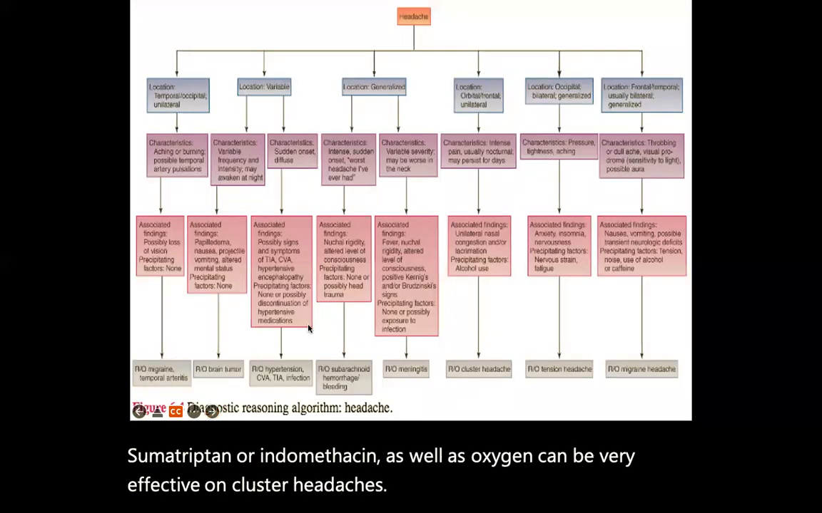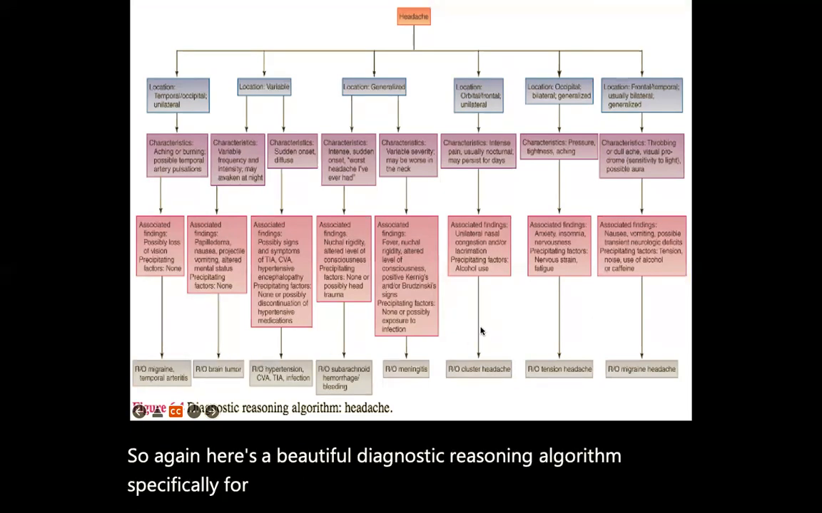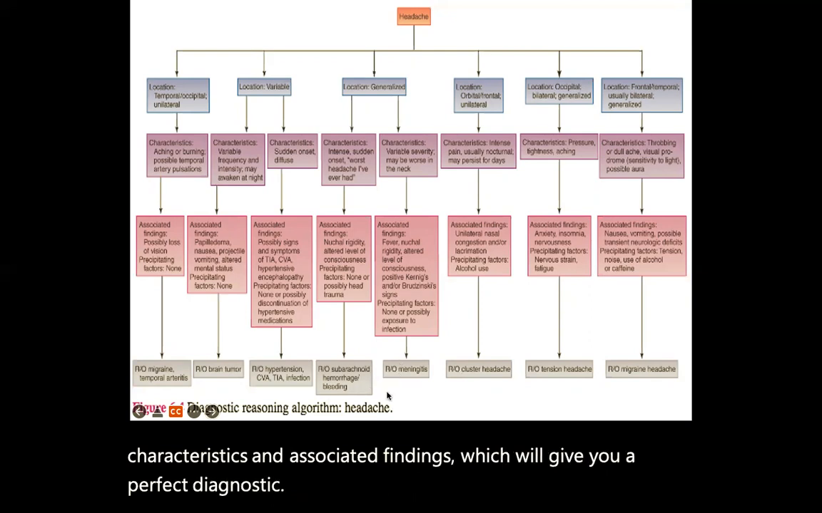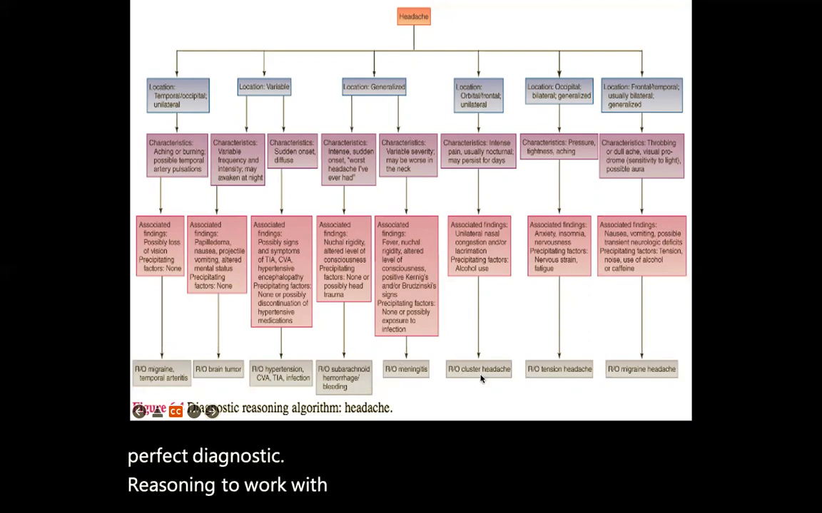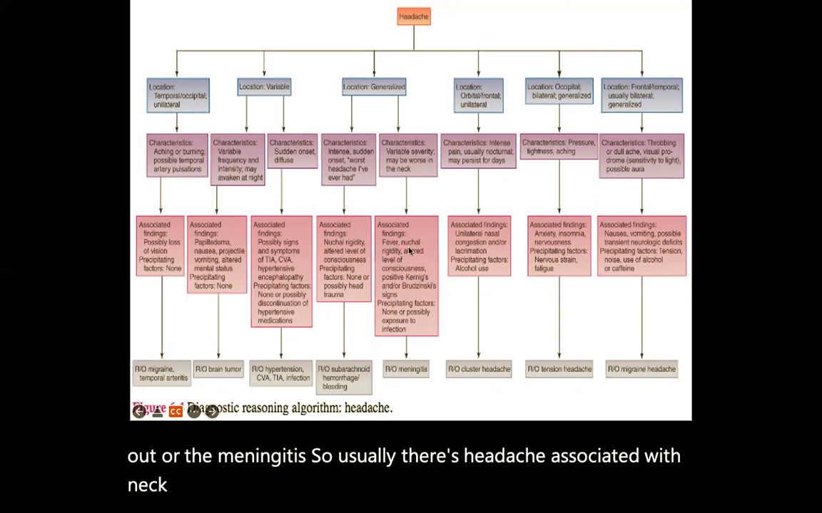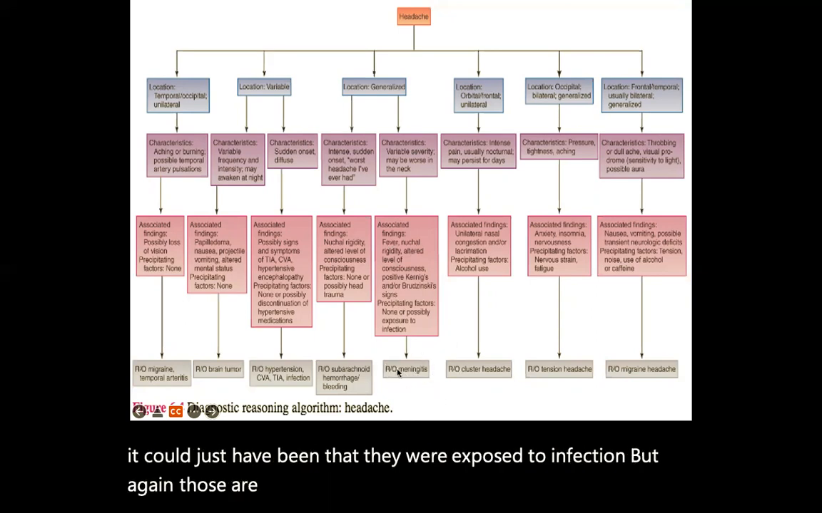Okay, so again, here's a beautiful diagnostic reasoning algorithm specifically for headaches. Lots of different variables, locations, characteristics, and associated findings, which will give you a perfect diagnostic reasoning to work with. So, the big ones I definitely like to point out are the meningitis. So usually there's headache associated with neck pain, fever, nuchal rigidity, like they can't move their neck. And it could just have been that they were exposed to infection. But again, those are really, it's a bad sign. So make sure you follow up if it is meningitis.